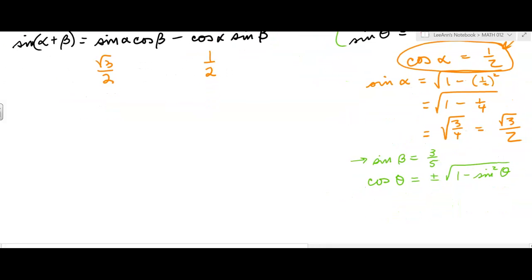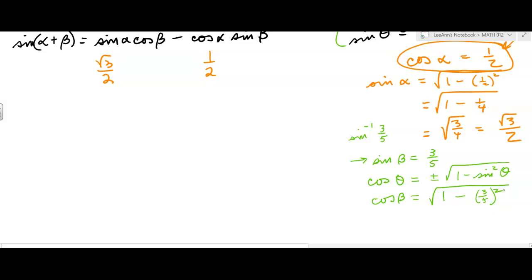So cosine beta is going to equal, now again it was an inverse sine of 3/5. Inverse sine is restricted to the fourth quadrant and the first quadrant. Cosine is positive in both of those, so I'll use the positive case. 1 minus, now what was the sine of our beta? Sine beta was 3/5, but we have to square it.